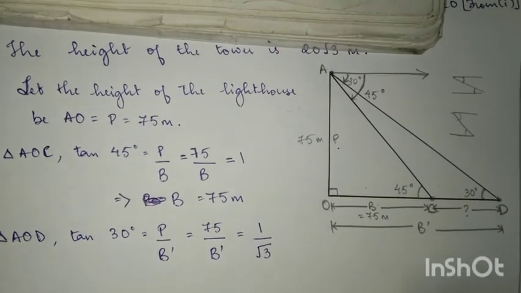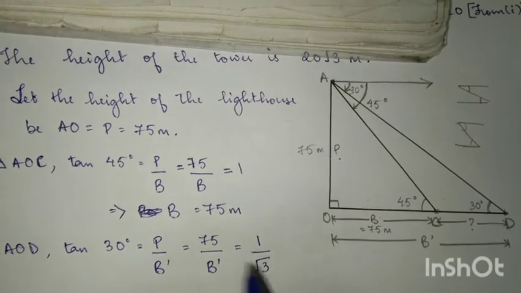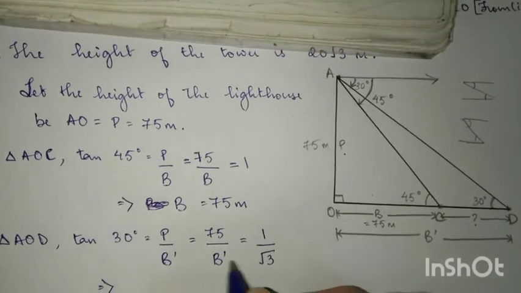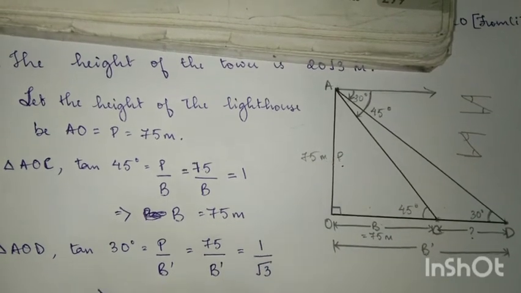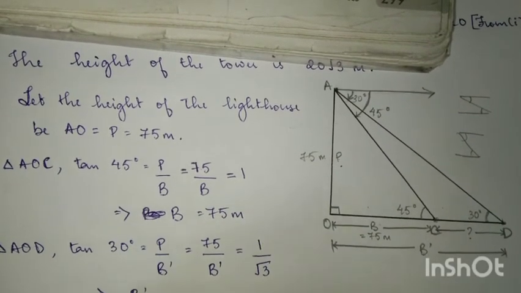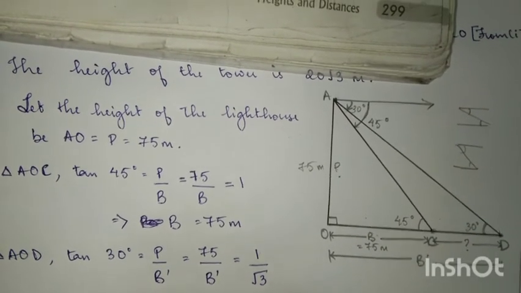So, after cross-multiplying, we're going to cross-multiply only this much. So we have B dash, and 1 into B dash, which is B dash, equals 75 into root 3, which will give you 75 root 3, okay?